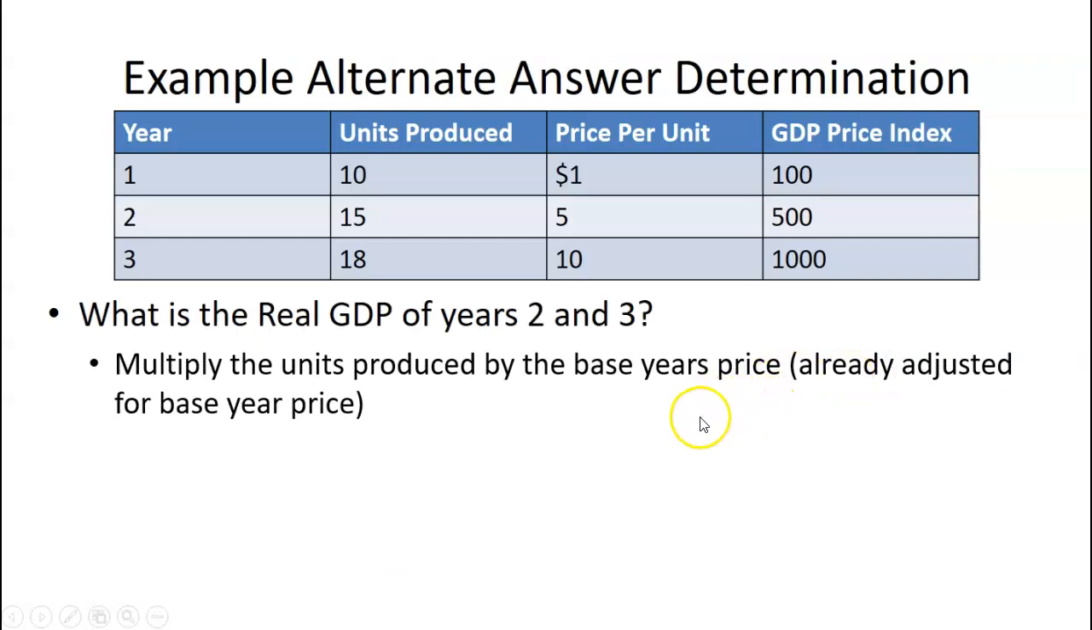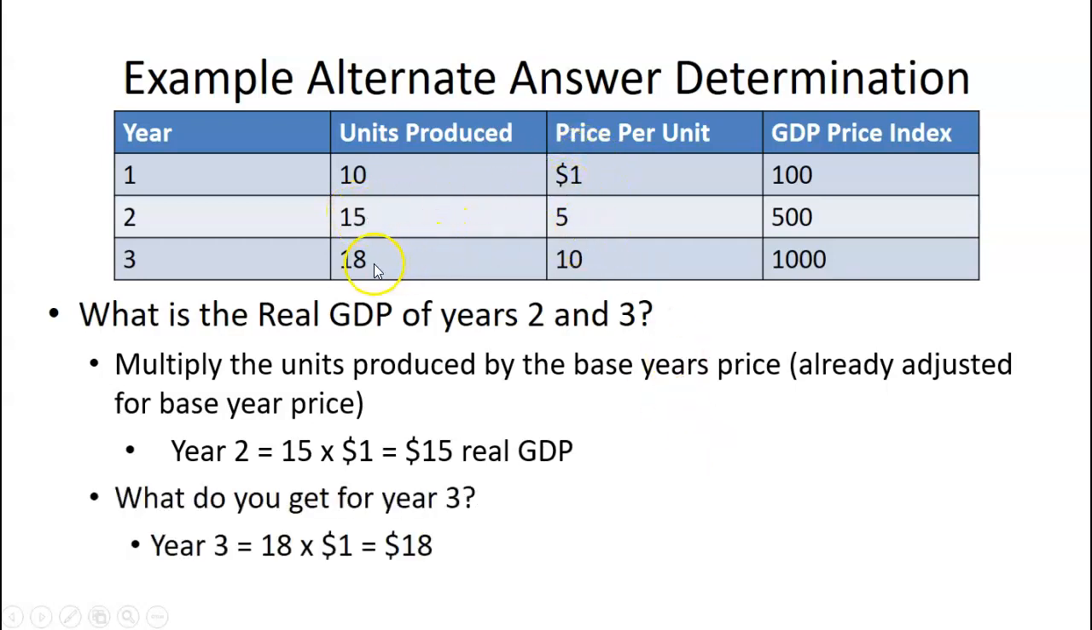So, alternatively, multiply units of the amount produced by the already adjusted prices. So, for year 2, 15 units produced times the already adjusted price of $1. And same thing, 18 times 1. So, if you're given that, go ahead and do it. Otherwise, you do have to use the market basket and price index and everything else.